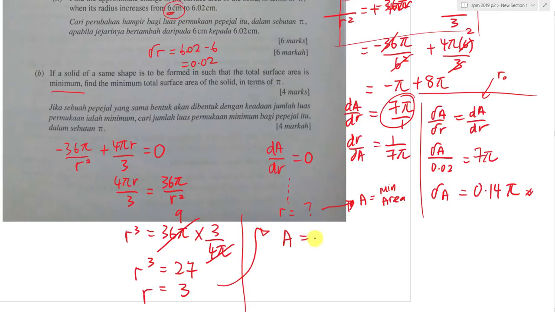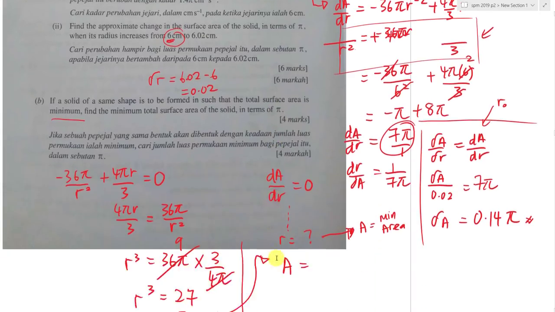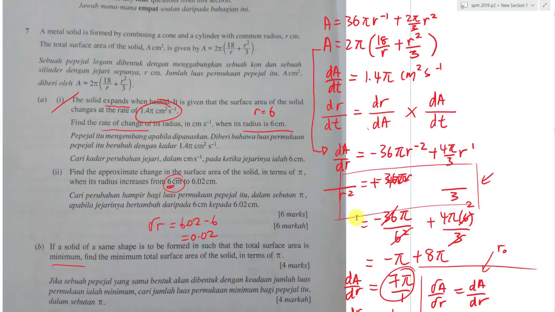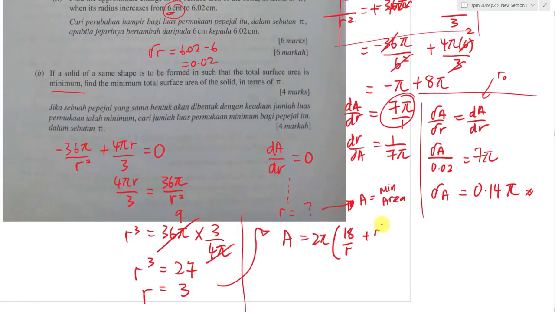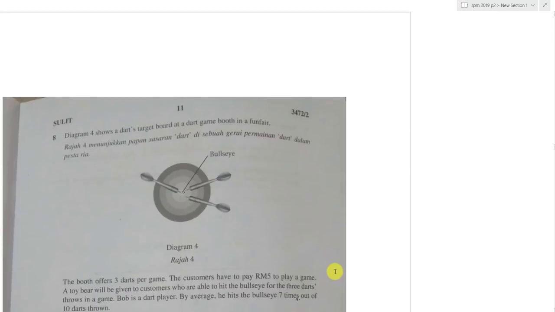So A will equal, where's our A here? 2 pi, and then 18 over R plus R squared over 3. Then I will just sub my 3 into here. 18 over 3, give me 6. 9 over 3, give me 3. So this is 9, so I get 18 pi. So this one will be my minimum area. Alright, I hope so far so good. We already done 2 questions. If you are okay, then I'm going to move on to the next questions.